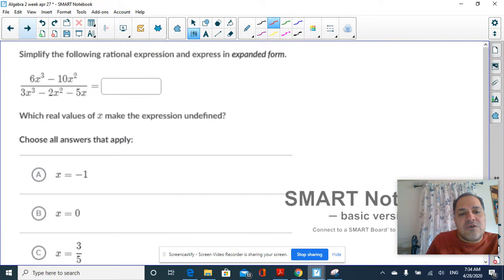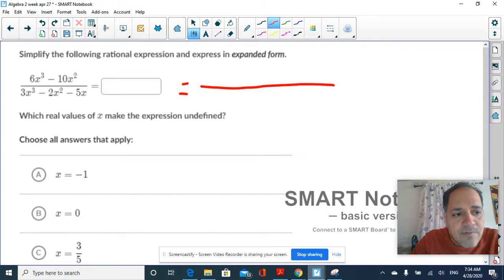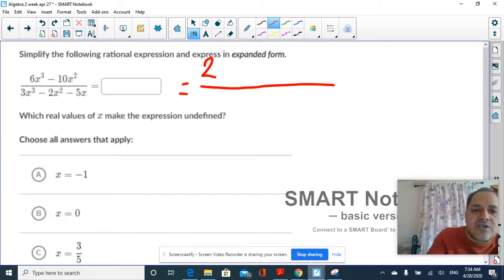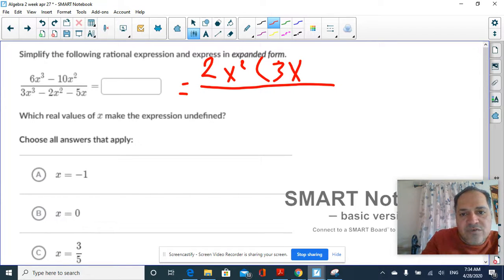So what are we going to do? As usual, we have to factor. How do we factor the top? Take out the common factor. What's the greatest common factor between 6 and 10? 2. What's the greatest common factor between x cubed and x squared? x squared. Now take out 2x squared from 6x cubed, so it's 3x. And when you take out 2, it's negative 5.